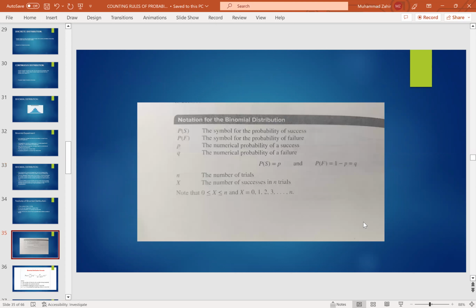Notation of binomial distribution. P(S) is the symbol for the probability of success, P(F) is the probability of failure. p, small p, is the numerical probability of a success, and q is the numerical probability of a failure. So P(S) is equal to p, and P(F) is 1 minus p, which is equal to q. n is the number of trials, x is the number of successes in n trials. Note that 0 ≤ x ≤ n, and x is equal to 1, 2, 3, up to n, the number of successes in n trials.